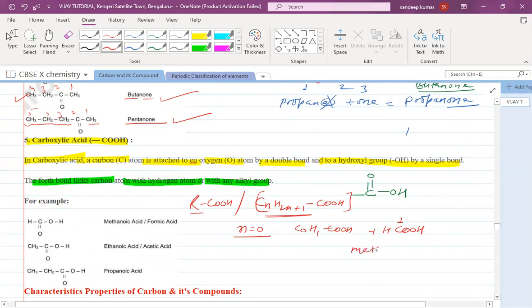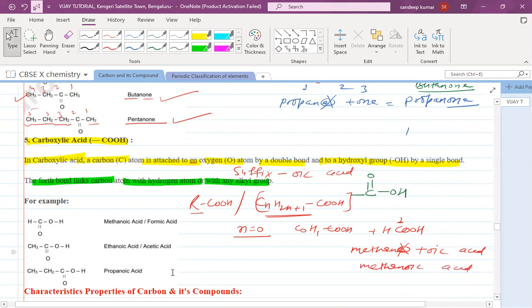So what are we using? Methane. We write first methane, remove this E and add a suffix here. Suffix "oic acid" is used. So this is methanoic acid.